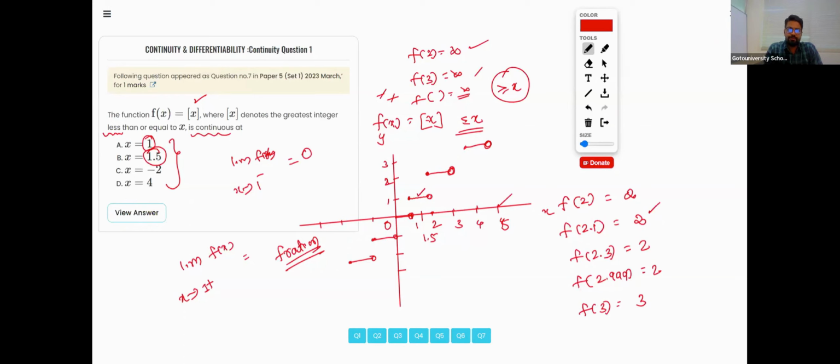0. From the positive end, if you go for 1, that means the right hand limit is not equal to the left hand limit at all the integers, not just 1, at all integers, right? Whereas at a fraction, it will be continuous. That's why the answer is option B.